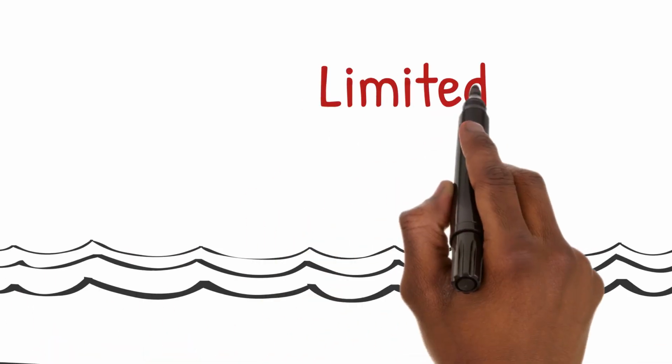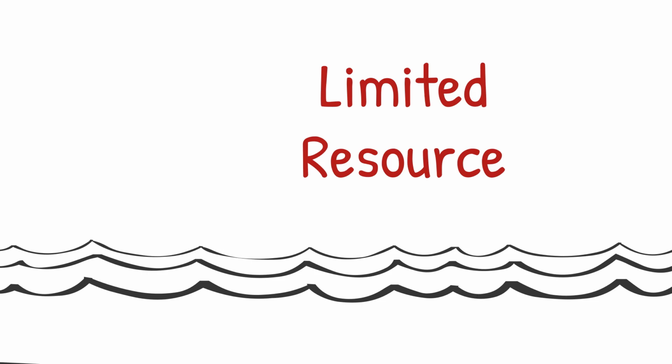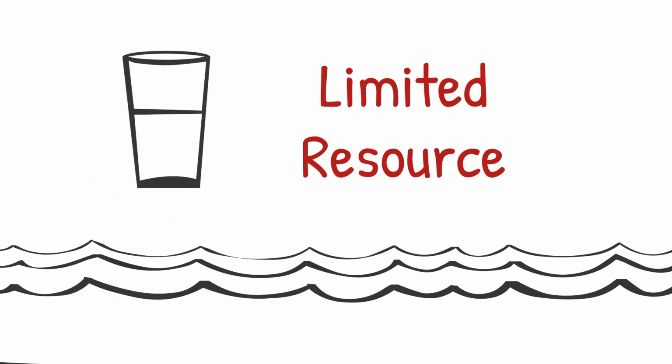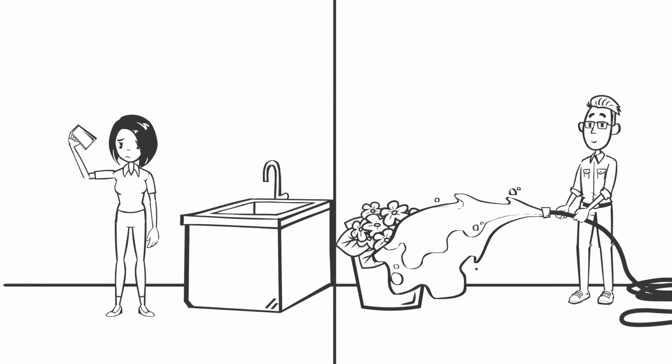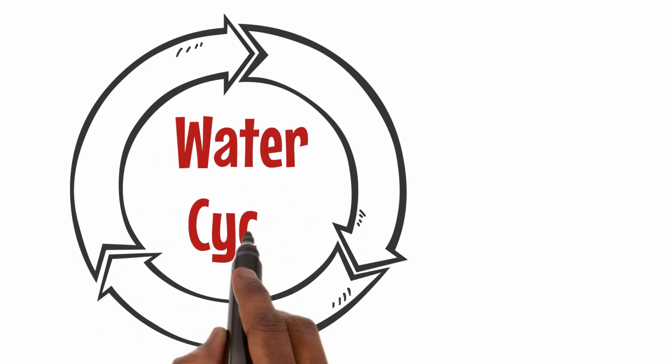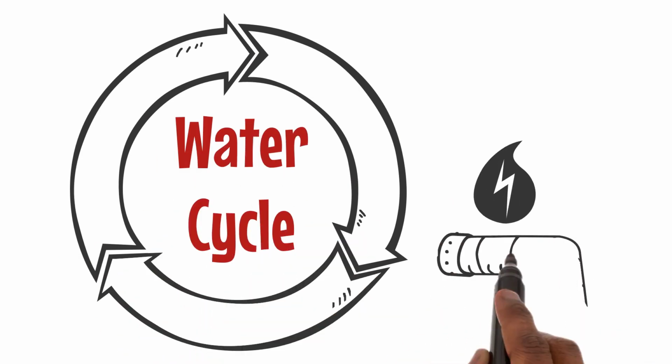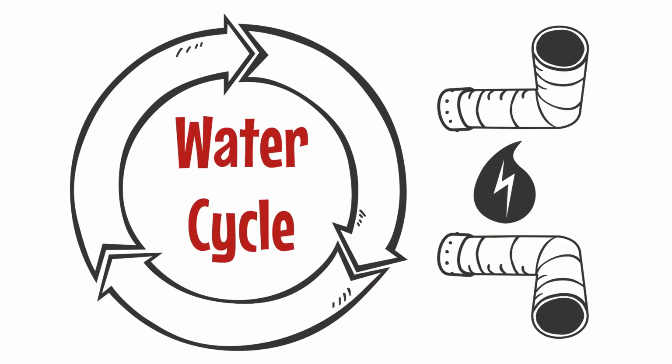Water, though seemingly abundant, is a limited resource. Only a small fraction is accessible for human use. Its distribution is uneven, causing scarcity in many parts of the world. Understanding the water cycle and its distribution is crucial for effective water management.